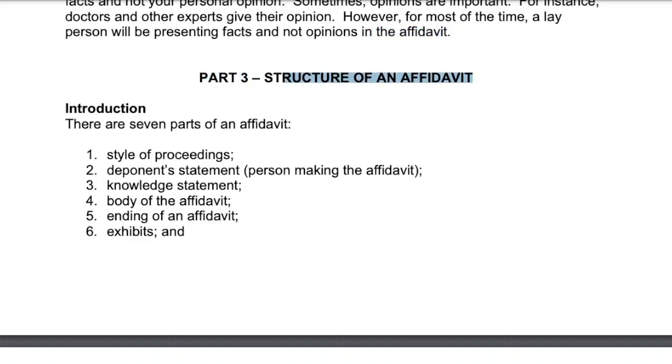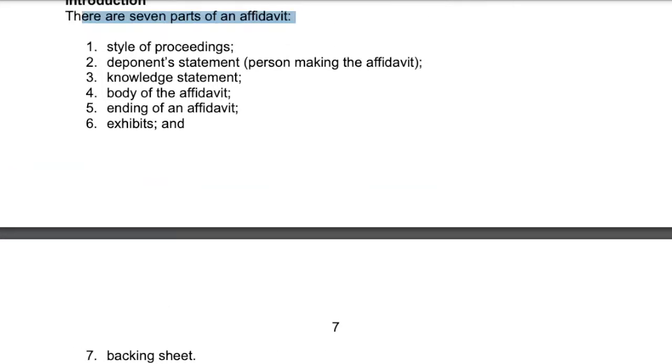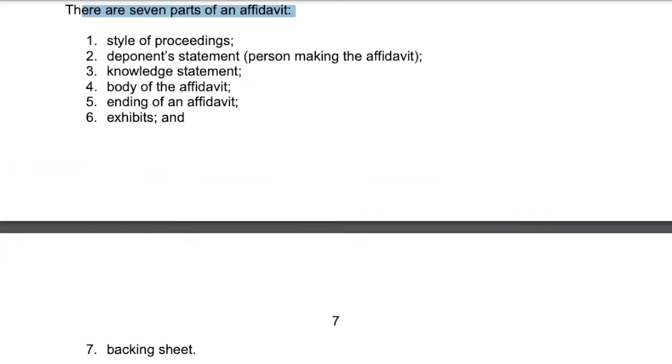Part 3, structure of an affidavit. Introduction. There are 7 parts of an affidavit. Are these the same 7 points? No, these are different. We had 7 points that were discussed about a commercial instrument, but there are 7 parts to an affidavit, and these seem a bit different. So let's look at these 7 parts. There we go. The style of proceedings.